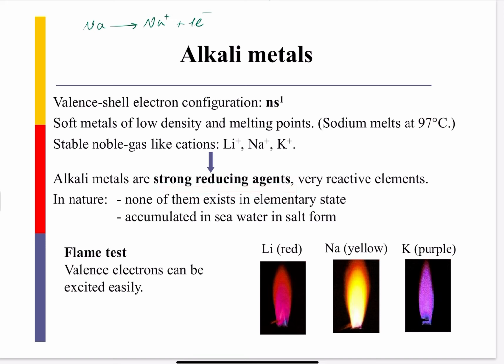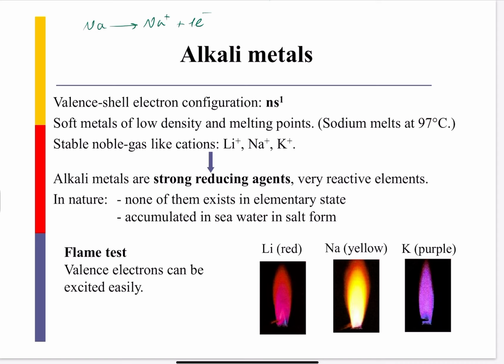We cannot find them in elemental form in nature because they are very unstable, and they even react with water and oxygen. They are oxidized very fast in the air, and they also react very fast with water and burn in the water, and because of this we keep them in petroleum or oil. They also accumulate in seawater in salt form. We can find many types of these cations in seawater.